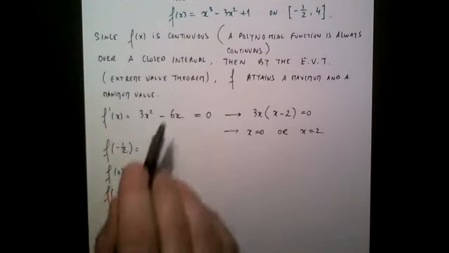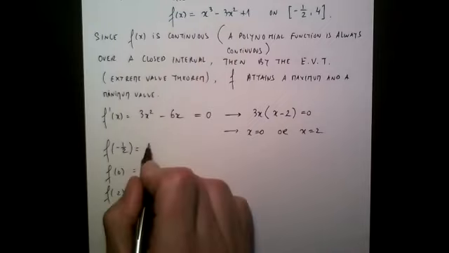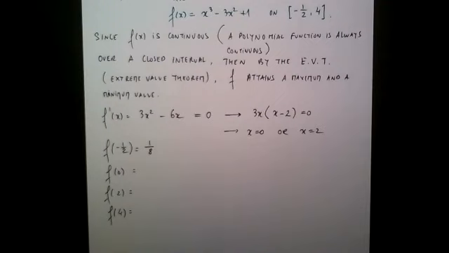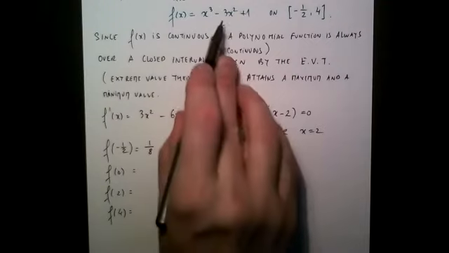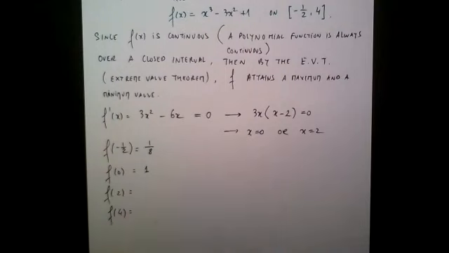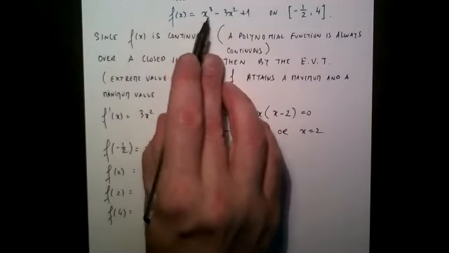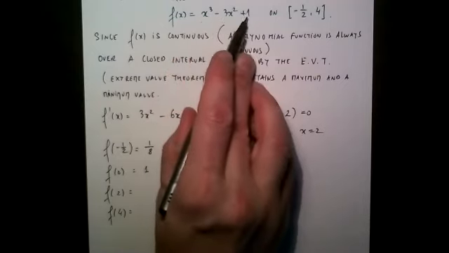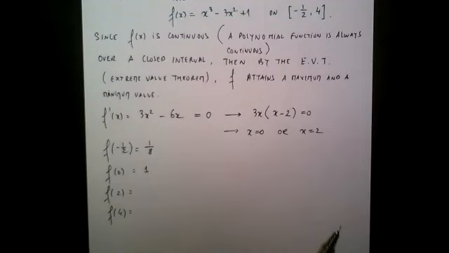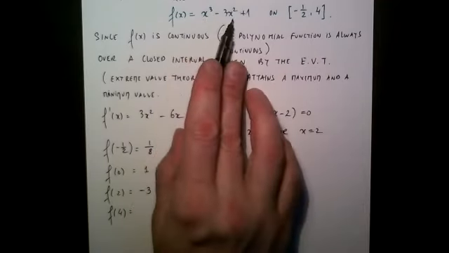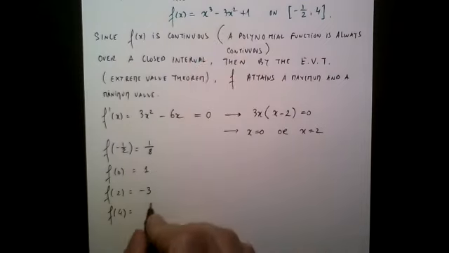Okay, so let's plug in negative 1/2 into here. If you do that, you will get 1/8. If you plug in 0, you will get 1. If you plug in 2, you will get 8 plus 1 is 9, 9 minus 12 is negative 3. And if you plug in 4, you'll get 64 minus 48 plus 1, you get 17.